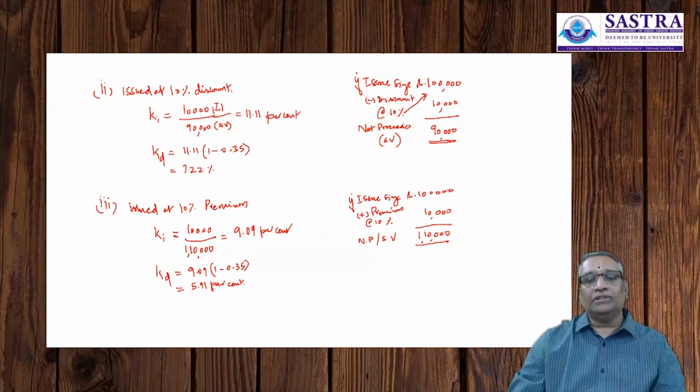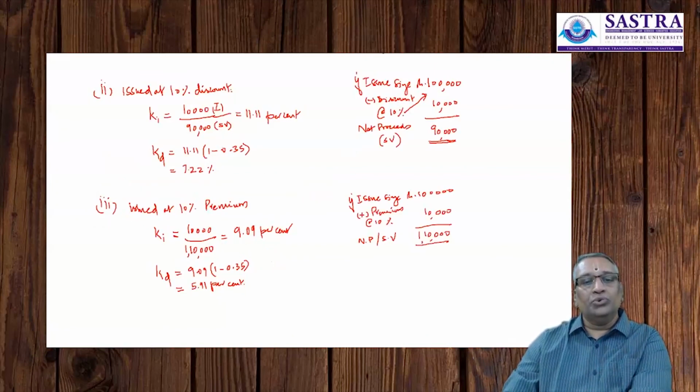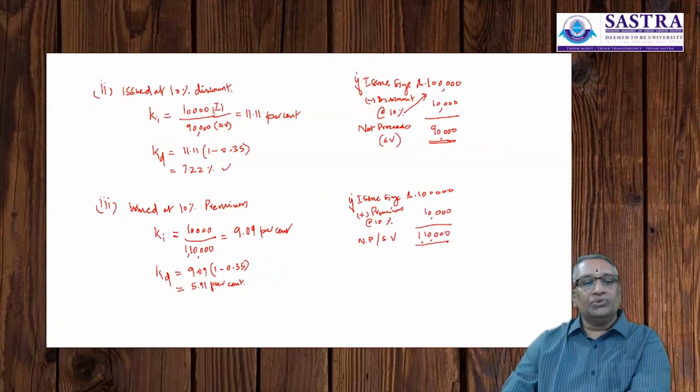So this is how the cost of debt is to be calculated under circumstances where the debt was issued at par, at discount, and at premium. If you issue it at a discount, your cost is on the higher side. This is the maximum of all three cases. Comparing with the case where the debenture is issued at par, it is 6.5%. If it is issued at premium, it is only 5.91%, close to 6%.